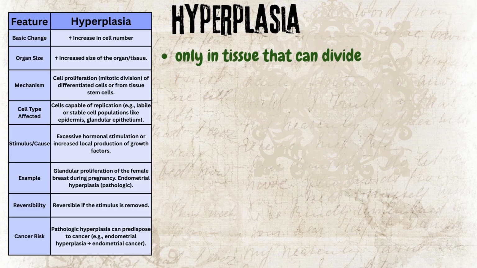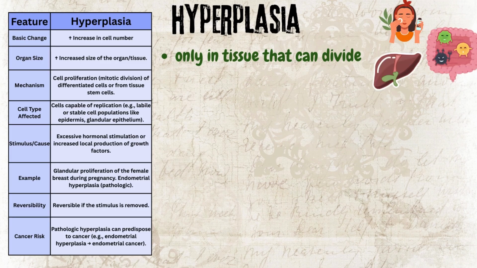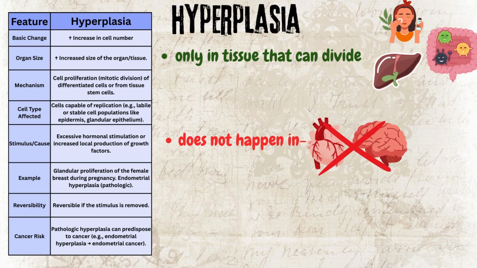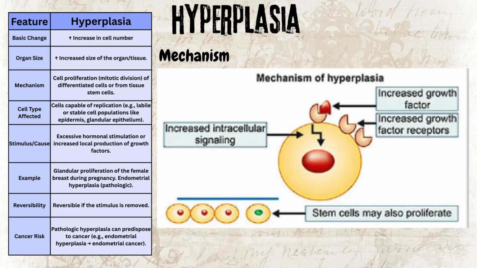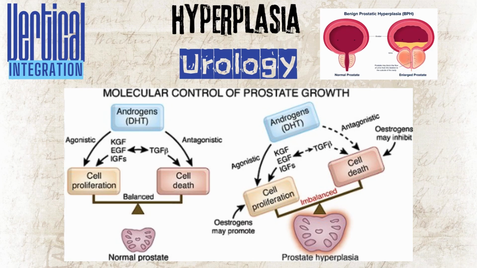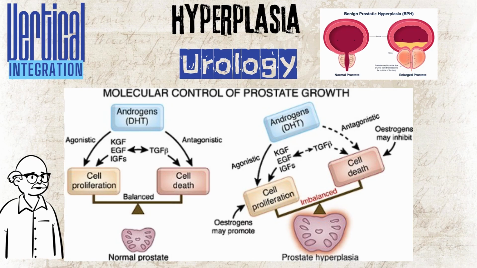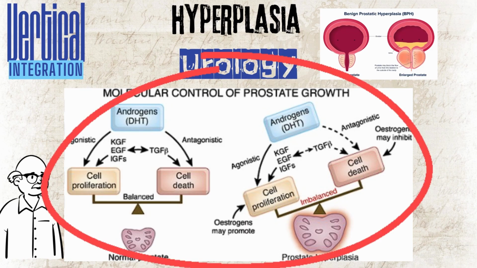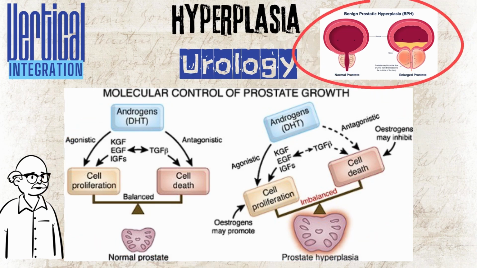Hyperplasia. The city builds more buildings. This only happens in tissues that can divide, like skin, gut, liver. It does not happen in heart or brain. Growth factors drive stem cells to enter the cell cycle. For example, a pregnant uterus. The smooth muscle undergoes both hypertrophy and hyperplasia to accommodate the baby. Let's take another example of benign prostatic hyperplasia. Older men get growth signals to the prostate, causing too many cells to grow, hence causing urinary obstruction.